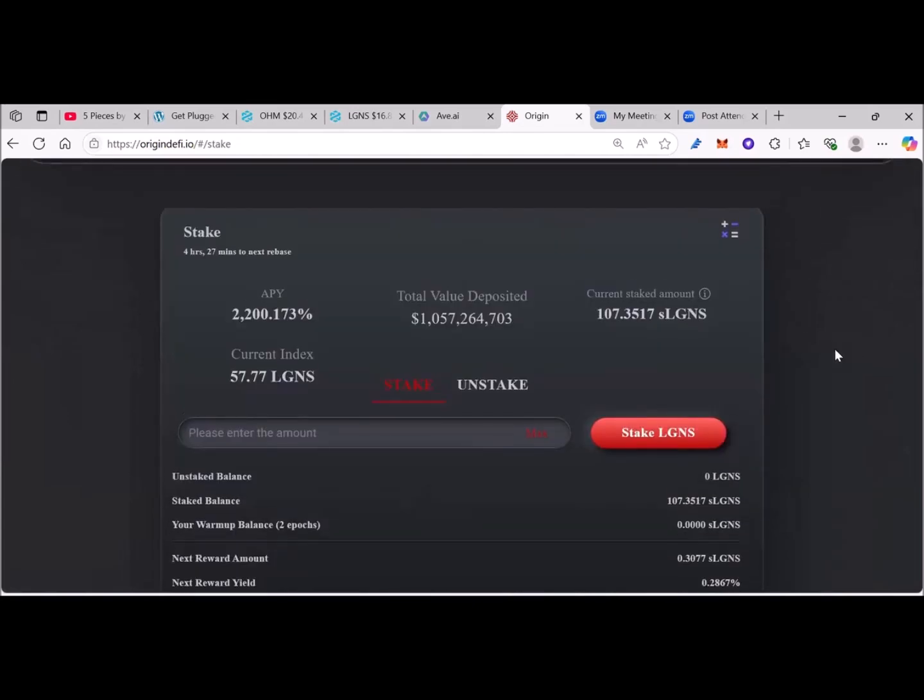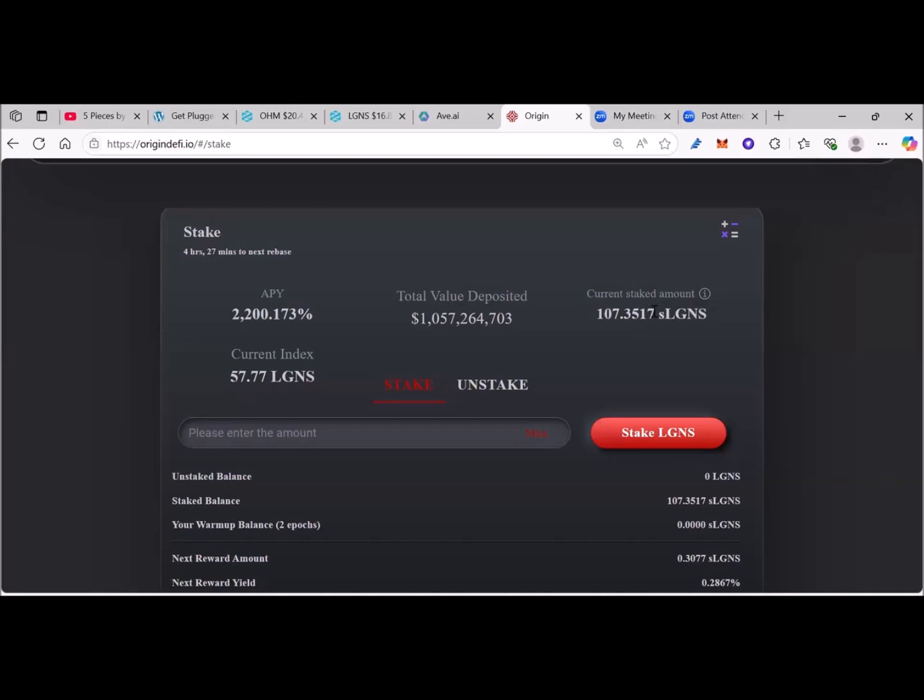So this account has staked or deposited 107 LGNS. If you put your cursor on this little I right here, you can see that the USD value is $1,805. Okay, so let's take a look at what a deposit of $1,805 in this staking protocol could do for a person. All right. So what I want you to do is just kind of remember these numbers, 1805.